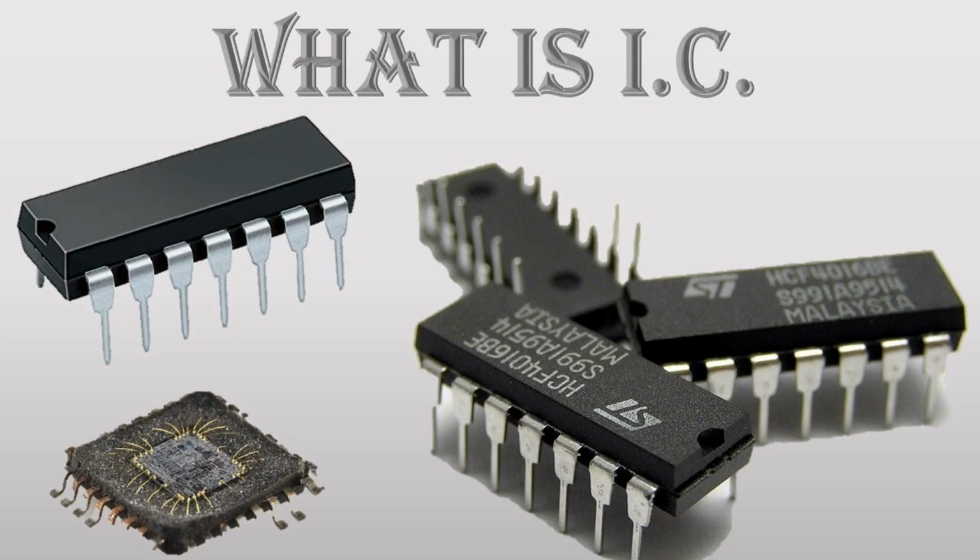3. Modulation and demodulation. Function. Modulation involves varying the properties of a carrier signal with the information signal for transmission. Demodulation is the process of extracting the original information signal from a modulated carrier. IC type. Integrated circuits designed for modulators and demodulators are used in communication systems.